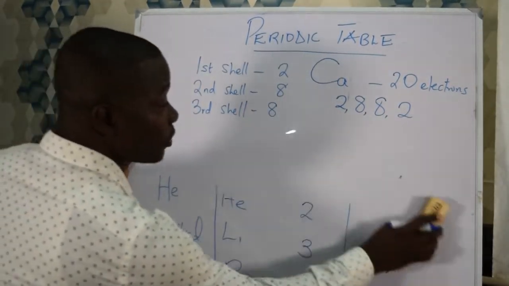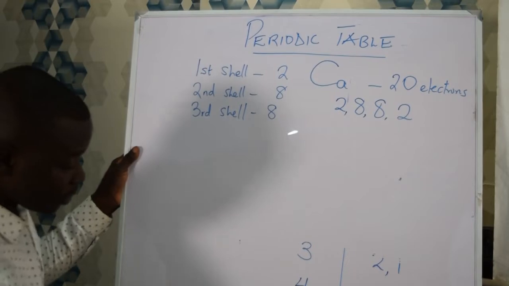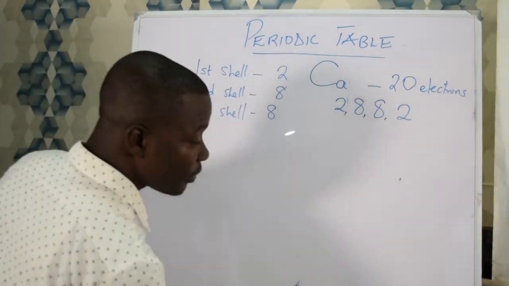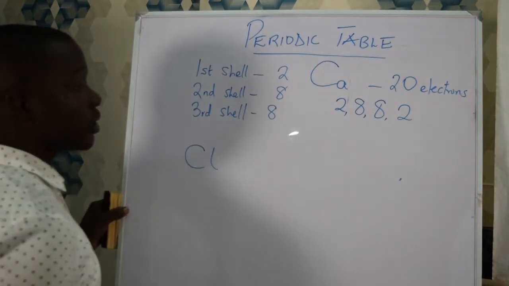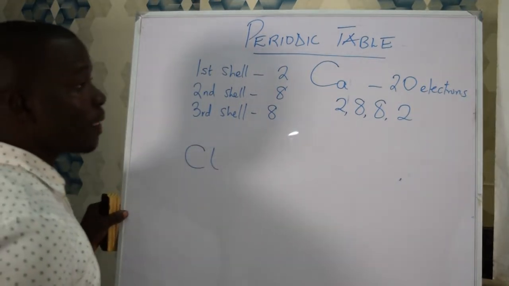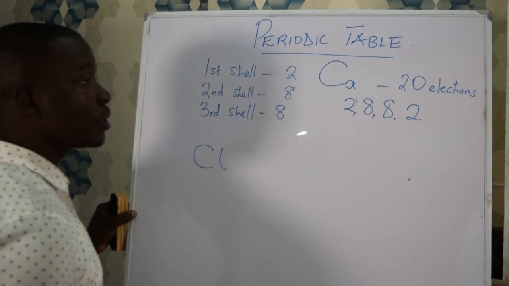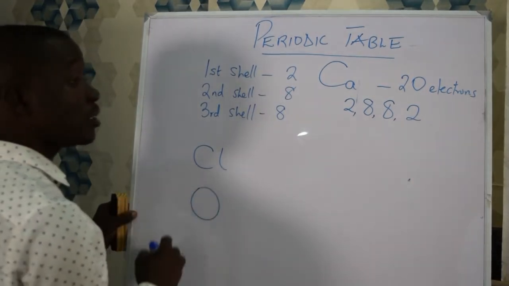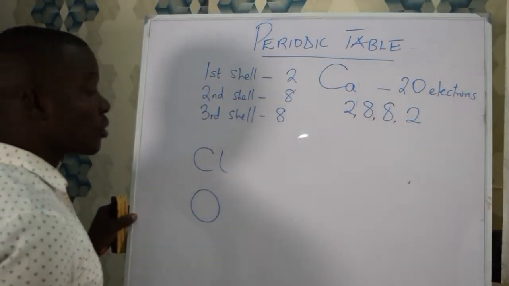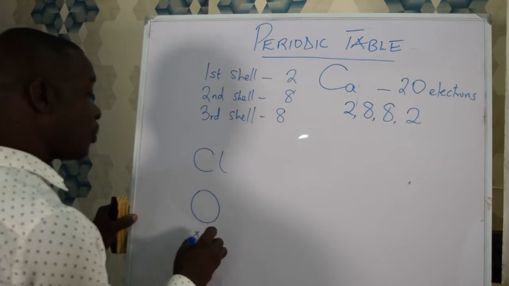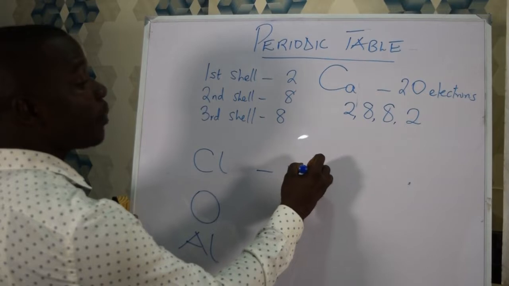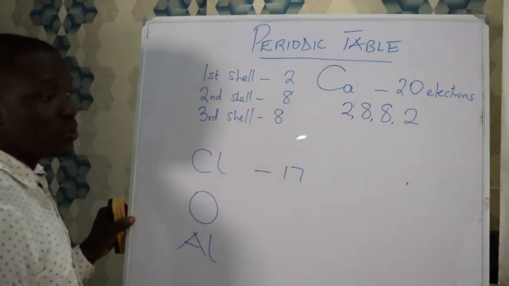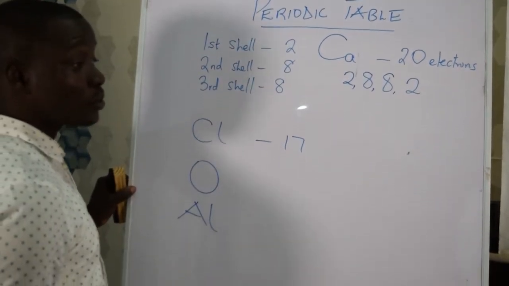I can ask you about chlorine. If I want you to write the electron configuration of chlorine, of oxygen, or of aluminium. Chlorine is element number 17, so it has 17 electrons.